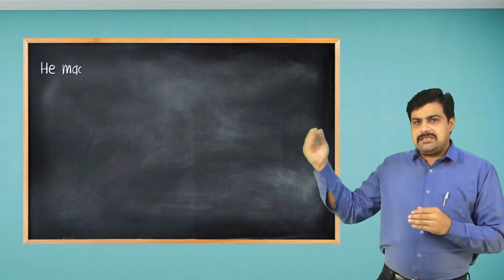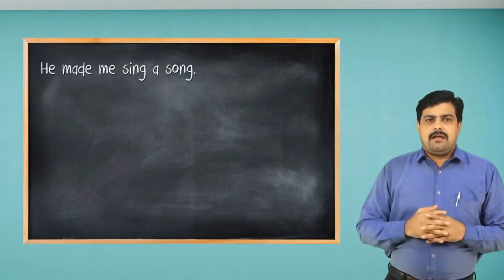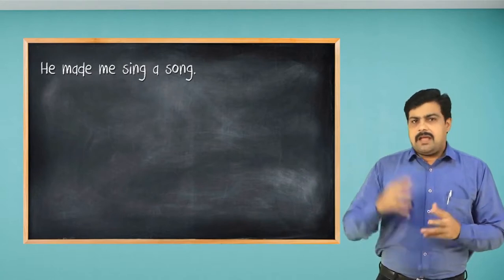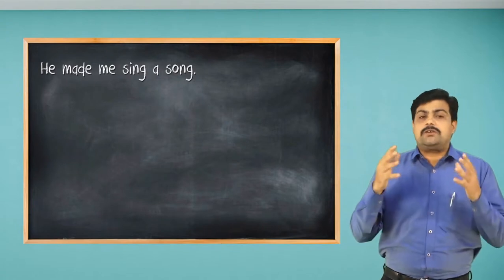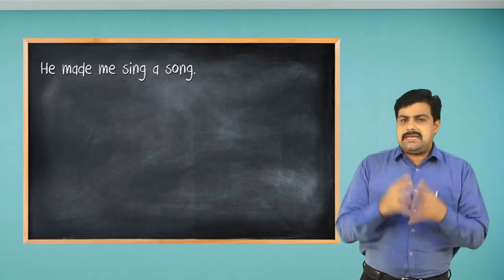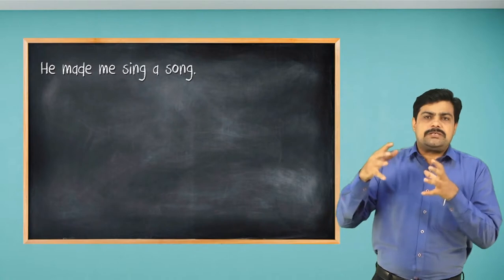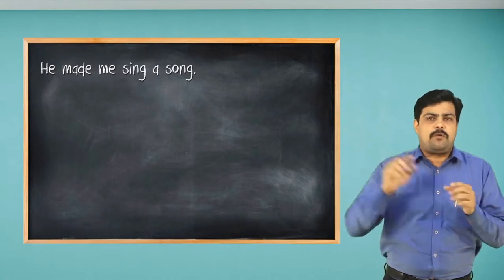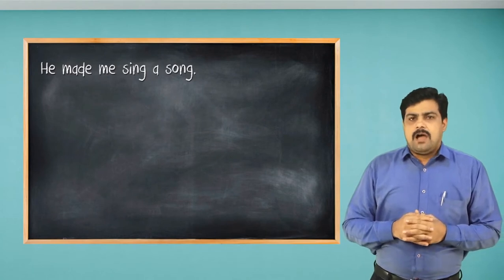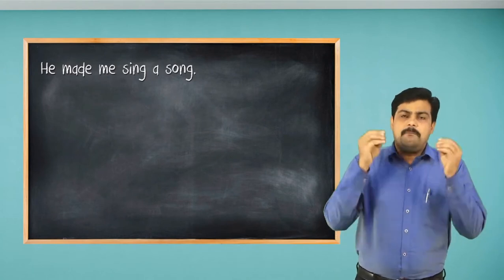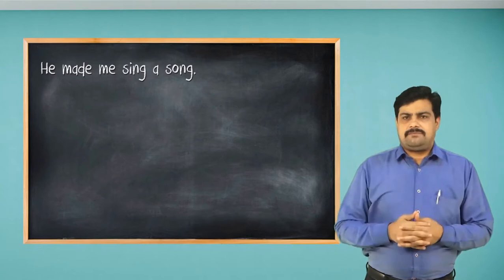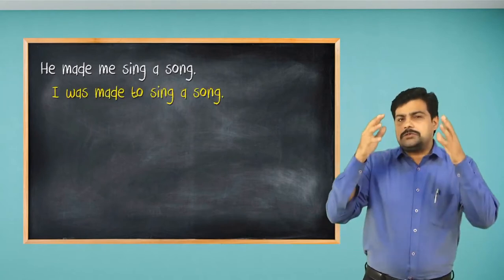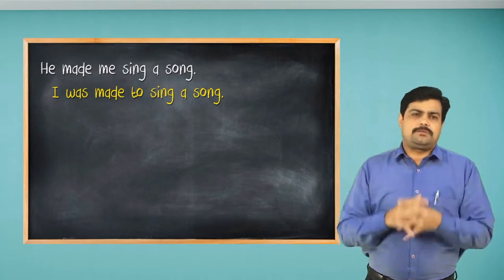Okay, let's see another tricky sentence on the screen. He made me sing a song. In case there is a causative verb in a sentence, change the causative verb into third form and use the infinitive to form just after it. Avoid by you, me, she, etc. See the passive voice of the sentence. I was made to sing a song.